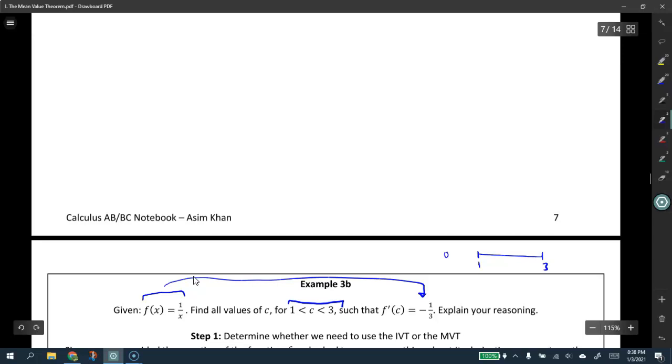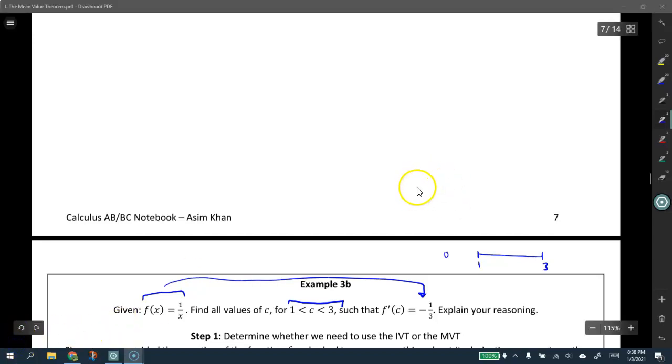So you want to take a moment and pause the video and try out the process that we have discussed in the past couple of examples and make sure that you're able to find that value of c such that the derivative at c is equal to negative 1/3.